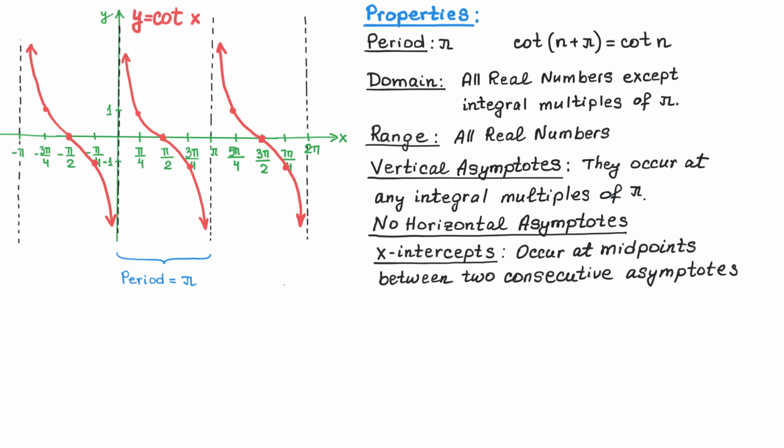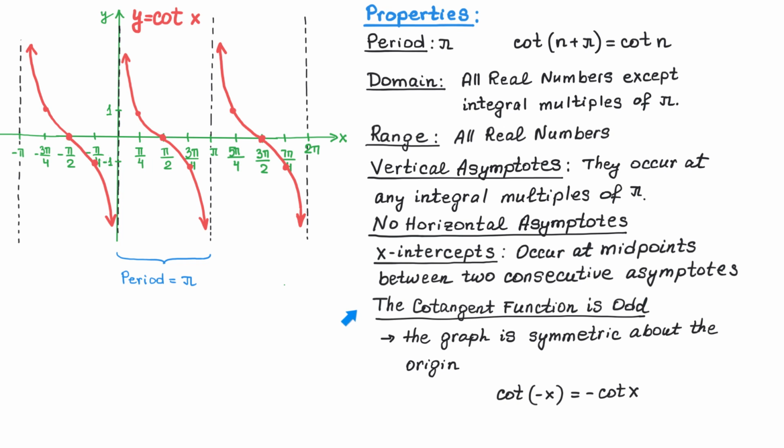Now, let's talk about the x-intercepts. These are the points where the graph crosses the x-axis, and they occur right in the middle between two consecutive asymptotes. And as we said earlier, if from the x-intercept we move halfway to the right between the x-intercept and the vertical asymptote, the value of the function is -1, and if we move halfway to the left, the value of the function is +1.